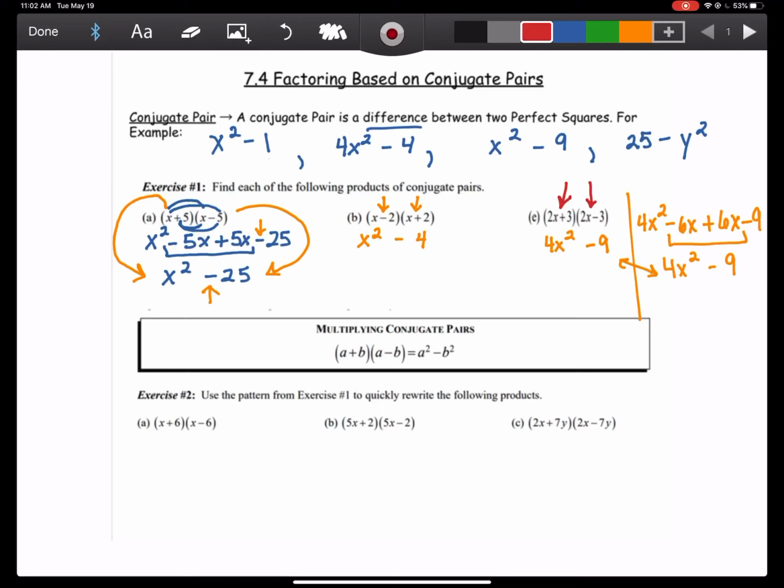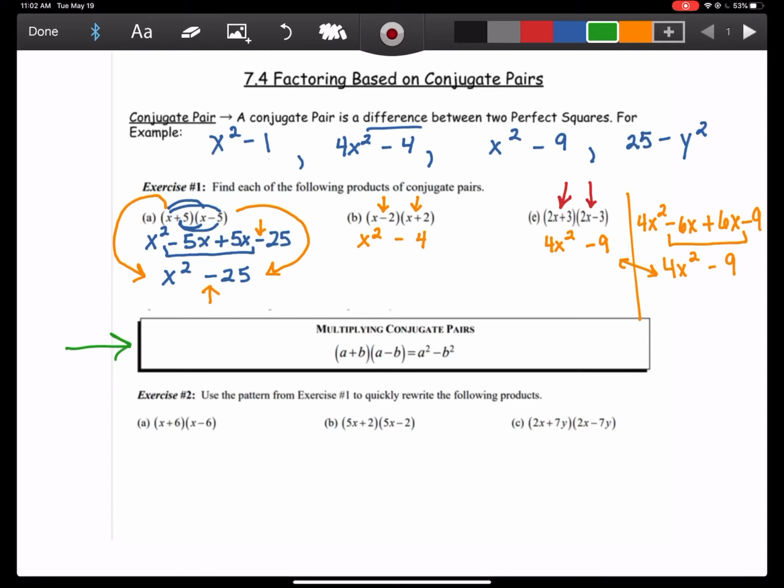All right, let's check it out in example exercise 2. Take a minute now, if you haven't done it yet, to write down this box with the information inside. Notice that A plus B is multiplying A minus B, and we get A squared minus B squared. That's the pattern that we noticed in exercise 1. So now we're going to do it real quick in exercise 2.